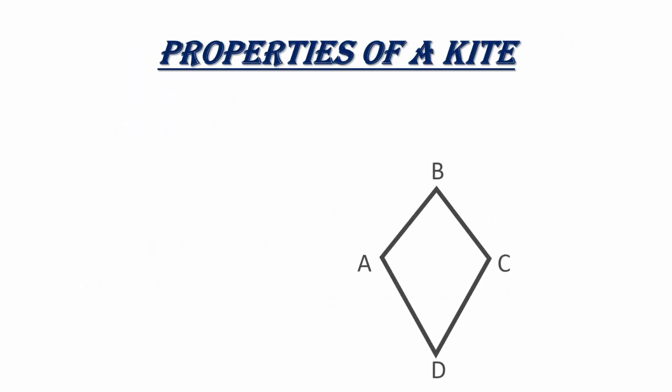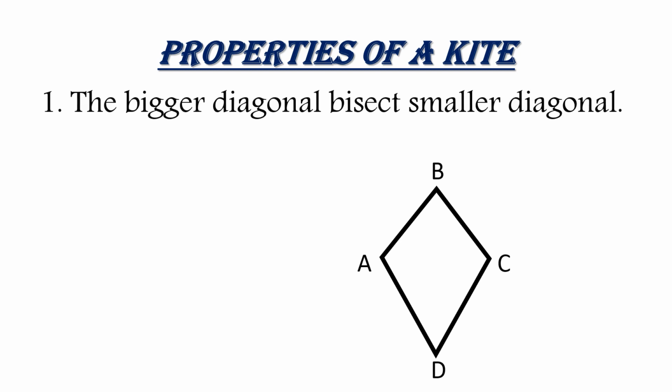Properties of a kite. The bigger diagonal bisects smaller diagonal. Look at this figure. Here seg BD is a bigger diagonal and seg AC is a smaller diagonal of a quadrilateral ABCD, and they meet each other at point O. Here seg OA and seg OC are congruent. It means diagonal BD bisects diagonal AC at point O.